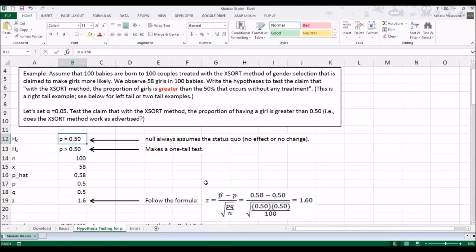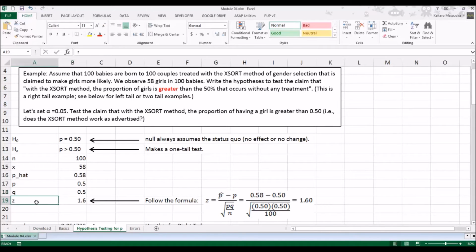We're going to be using the Z calculation. So for that, you would have the p-hat, the p and q, and then the n. So p-hat is the observed p, so it's going to be 48 divided by 100, same as before. p is the population proportion. So what's the proportion of girls without the XSORT method? So that would be 50-50. q is 1 minus p, so in this case it's 0.5 and 0.5 each.